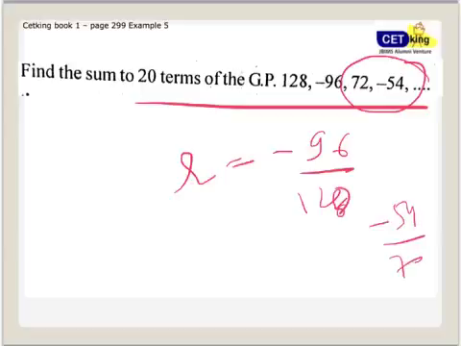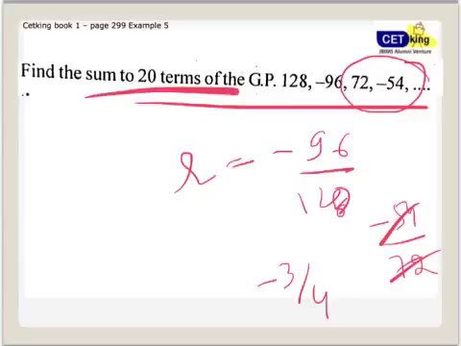Minus 54 by 72. Three by... They are all multiples of 18. So the answer will be 3 by 4. The ratio is 3 by 4. Then I can use my sum of the first 10 terms formula and solve this. Okay, calculation part I am leaving on to you people. I'm not worried about the calculation part anymore.